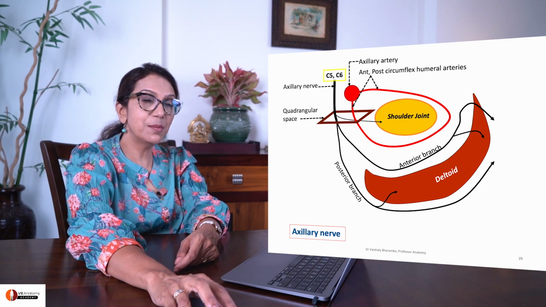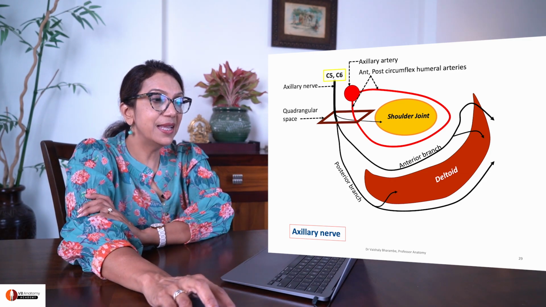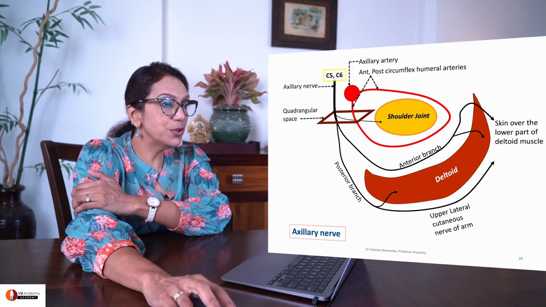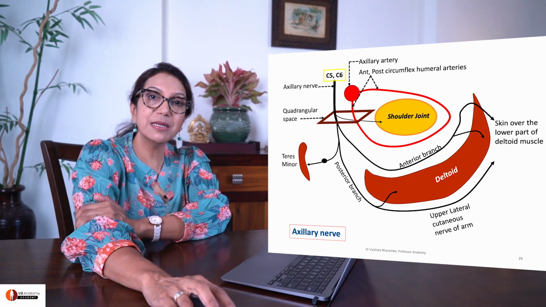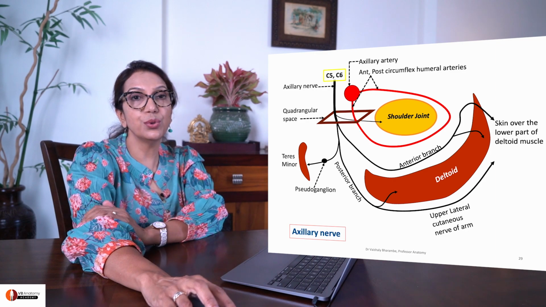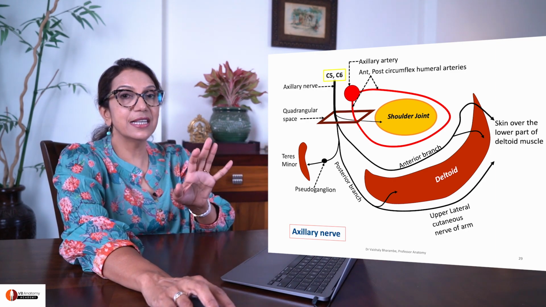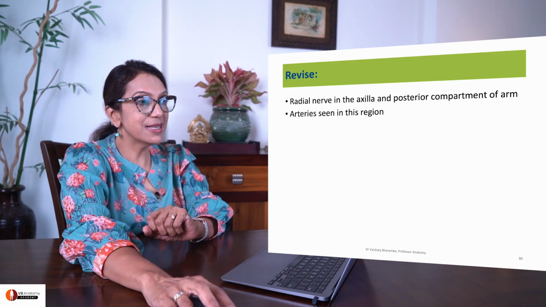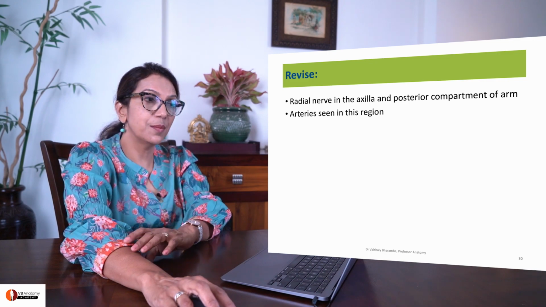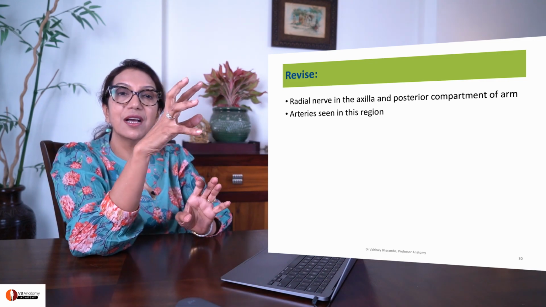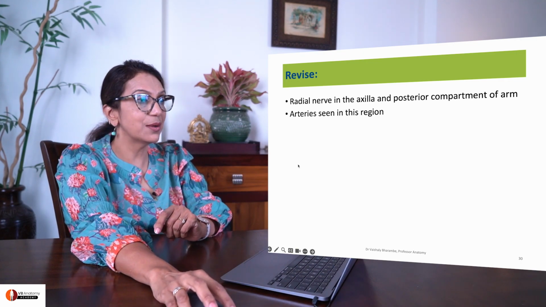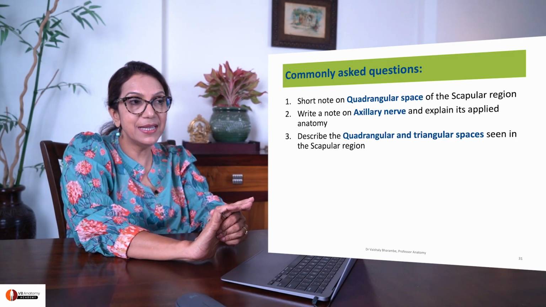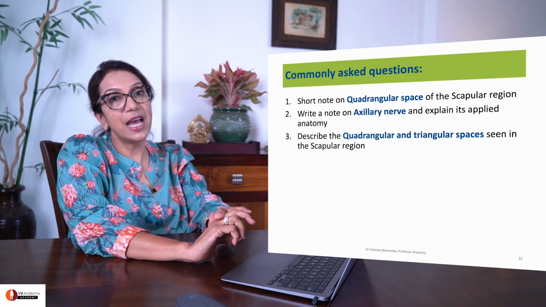The anterior and posterior branches both supply deltoid muscle and then go on to supply the skin over the lateral aspect of the arm. The posterior branch also gives rise to a branch that supplies teres minor, which shows a pseudoganglion formation. This is the axillary nerve we discussed. We also discussed its applied anatomy. We also discussed radial nerve in the axilla and in the spiral groove. We also discussed the arteries of the entire region. I would like you to revise that once. And so with this, we complete the very simple topic of quadrangular spaces and triangular spaces and the axillary nerve.